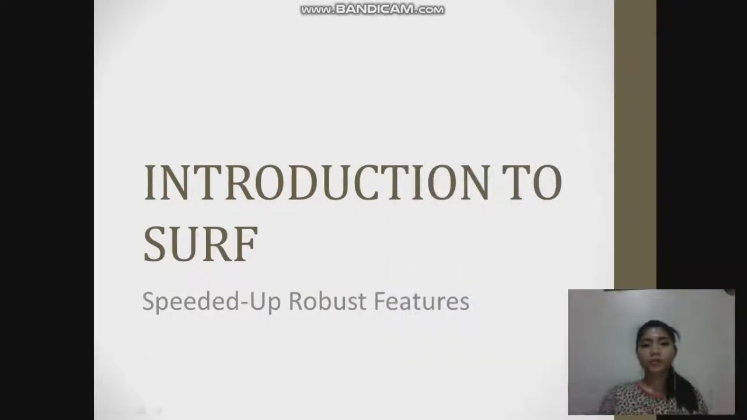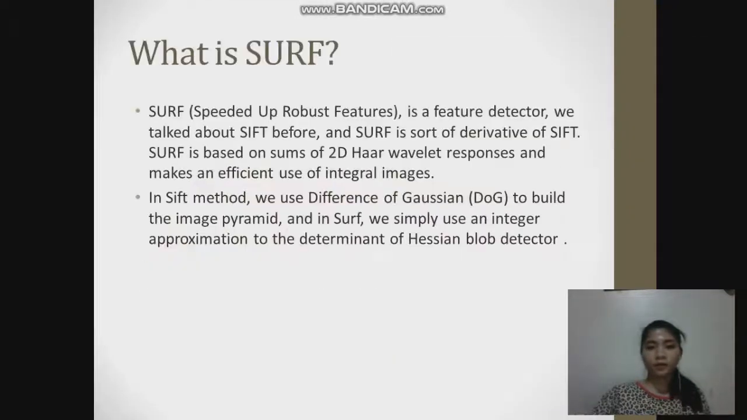Introduction to SURF. Speeded Up Robust Features is a feature detector, a sort of derivative of SIFT. SURF is based on sums of 2D Haar wavelet responses and makes efficient use of integral images. In SIFT, we use difference of Gaussian to build the image pyramid. In SURF, we simply use an integer approximation to the determinant of Hessian blob detector.